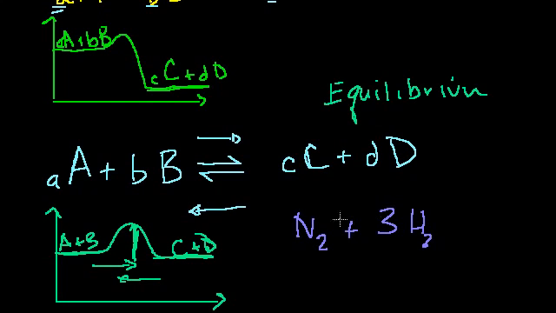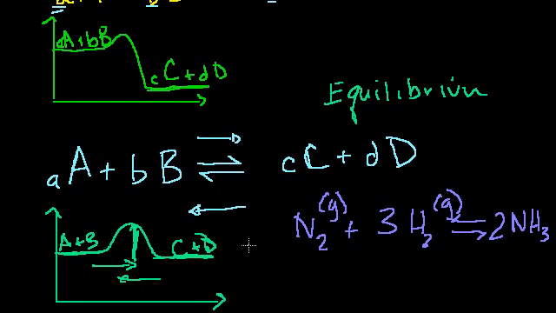And these are all in gas form, so I could put a little (g) in parentheses. It results in, actually, it's an equilibrium reaction, and it produces 2 moles of ammonia. It's called the Haber process. We could talk about that in another video.